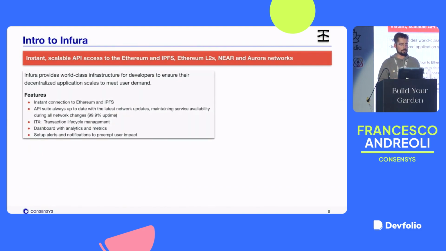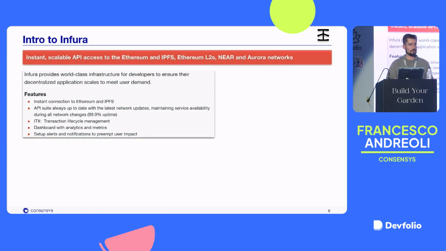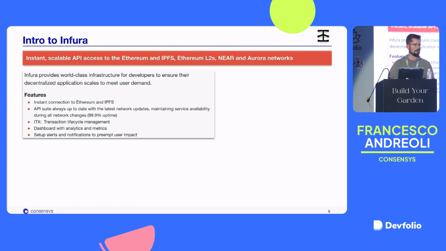It's basically an infrastructure provider where you can create instant connections to Ethereum and IPFS. You have your set of APIs, and different features like node archive, and what's interesting is analytics and metrics. So you can see how many transactions you're doing, and there are different tiers, obviously, but I think the main one is 100,000 transactions per day.